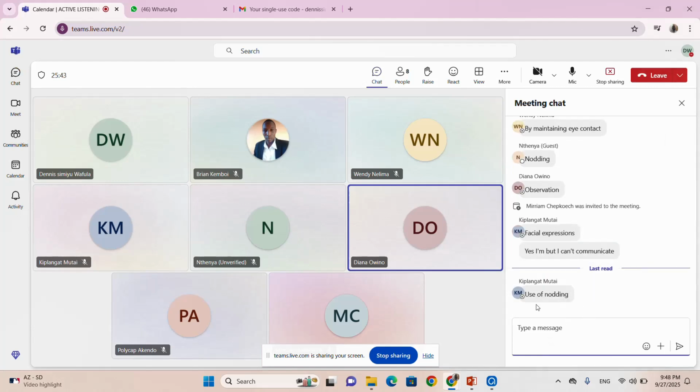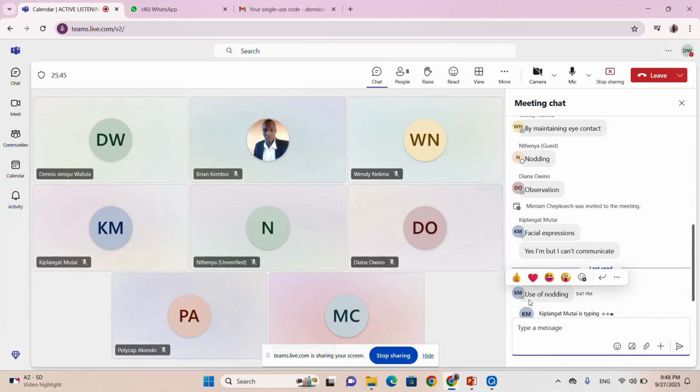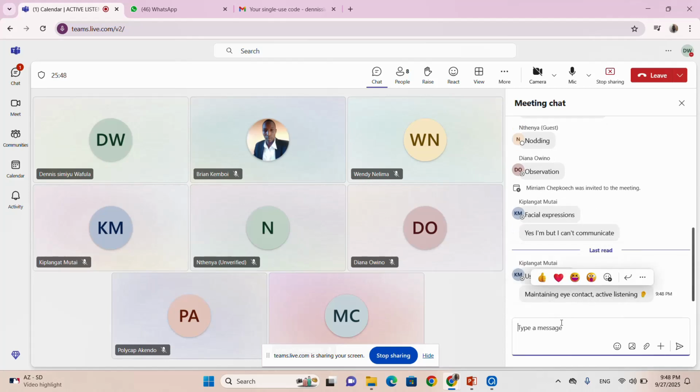And then in the chat, I've seen Kimutai has said use of nodding. And he has also said that in that story there was active listening as a skill itself and eye contact as a skill itself. That is a great job. And personally, I noticed that paraphrasing and clarifying was in that conversation, in that story.